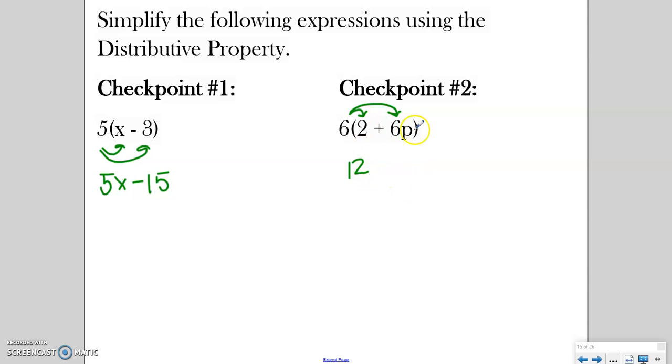But make sure you don't skip any numbers, because most of the times I've noticed some students distribute the first number and completely forget about the last and just bring it down. Making this, for example, they would have 12 plus 6p, but that's not correct. You have to distribute everything inside the parentheses with the number that's outside. So this would be 36p.